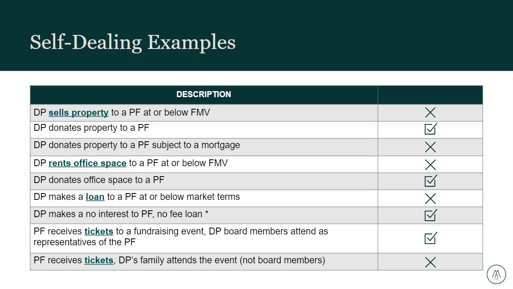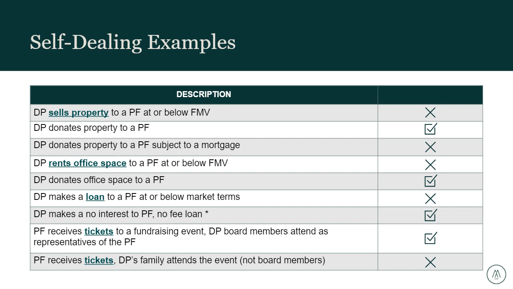The IRS generally views that as a no-go, and that would be considered self-dealing. The disqualified person donates property to a private foundation. That's okay. That's typical activity. You would expect stock donations or property donations to the private foundation, normal, typical activity. The disqualified person donates property to a private foundation subject to a mortgage, generally is a no-go.